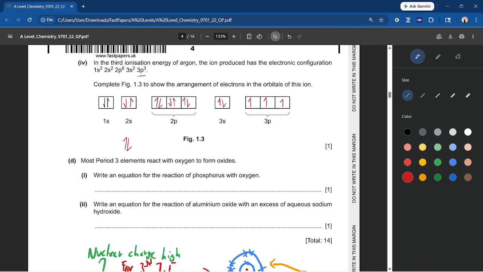All right, so 1D, most period 3 elements react with oxygen to form oxides. Write an equation for the reaction of phosphorus with oxygen. This is a fun question. We know that phosphorus is P4. So this will be P4. Remember, it's only 1 mark, so you don't need to worry about state symbols or anything.